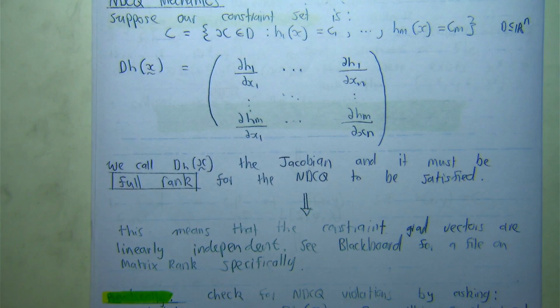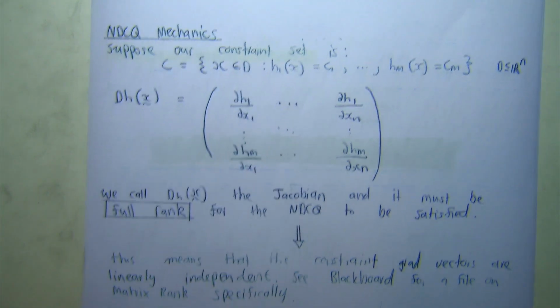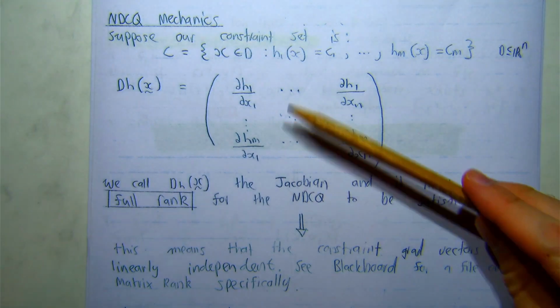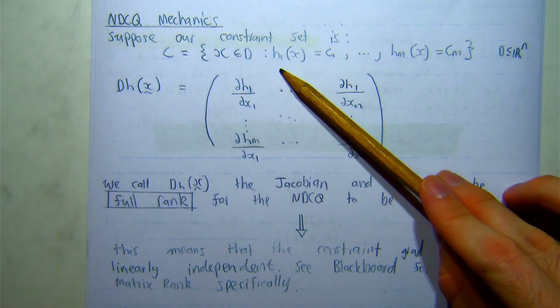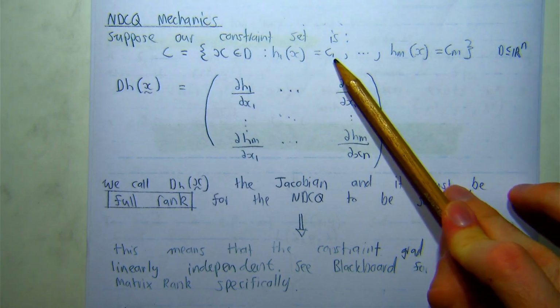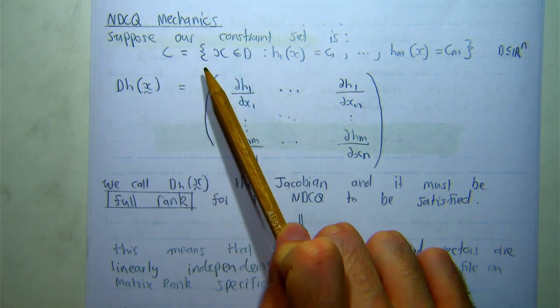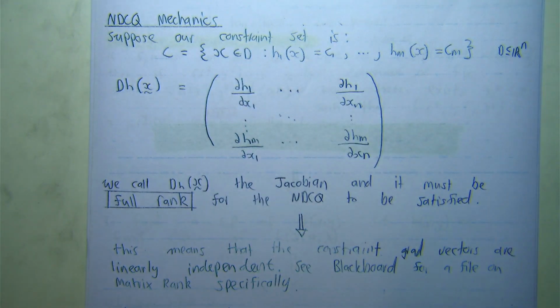Okay, hopefully this motivation can help get you through understanding the mechanics of checking the NDCQ. So let's have a look at that. Suppose our constraint set is given by this. And in this constraint set, there are multiple constraints, multiple h functions, and all of them are equal to some constant. And the set C is the set of all points that satisfy all of those conditions at the same time.